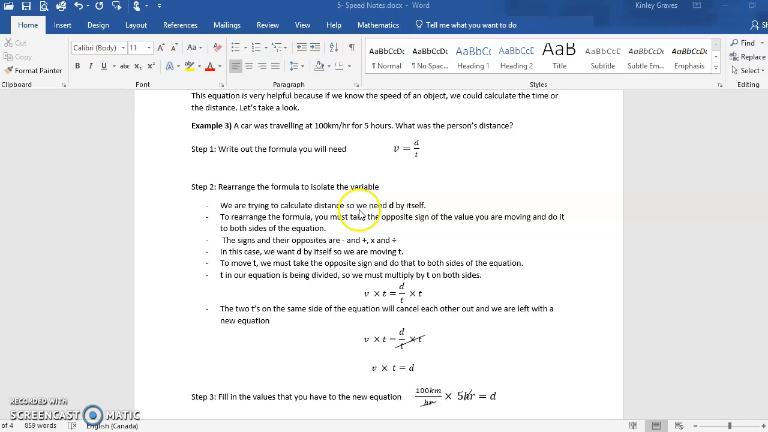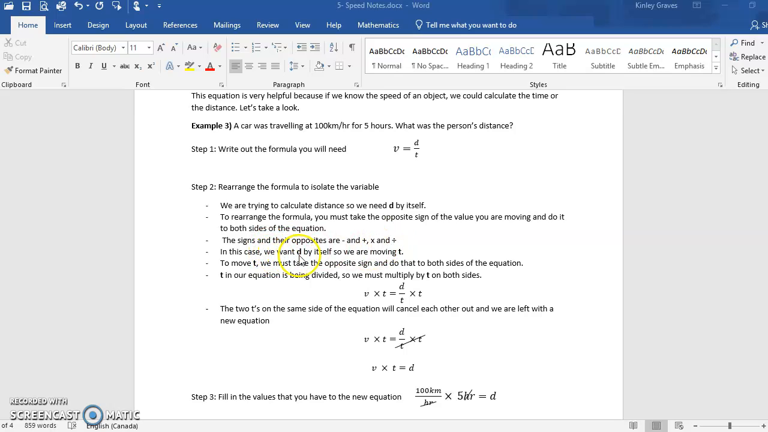We're trying to calculate distance, so we need to get d by itself. To rearrange the formula, you must take the opposite sign of the value you are moving and do it to both sides of the equation. Here are the signs and their opposites. The opposite of subtract is add, and the opposite of multiply is divide.